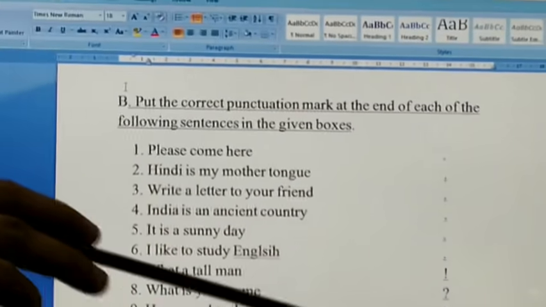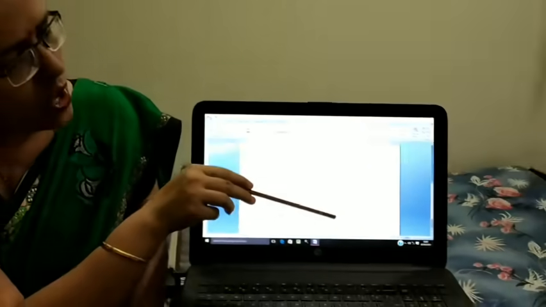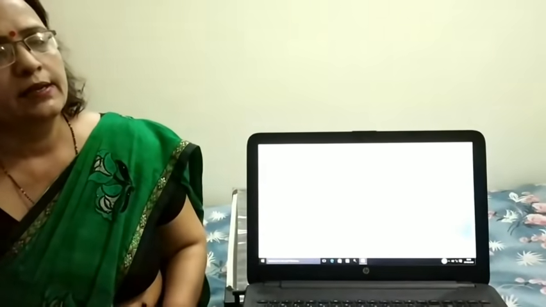Now I hope this exercise is also clear to you all now. This is all in chapter 3, kinds of sentences. I hope this chapter is clear to you all now.